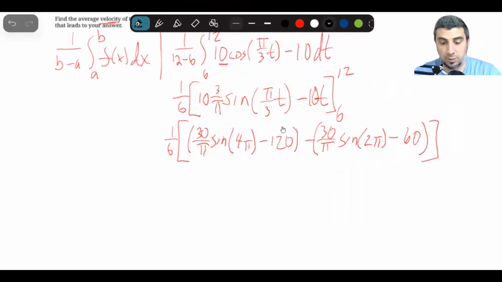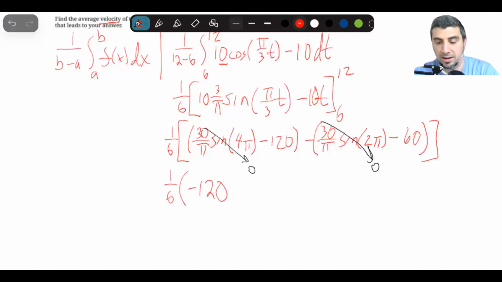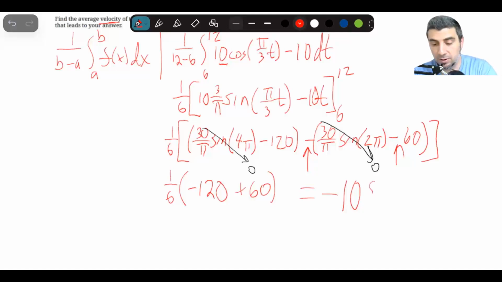Here's the wonderful thing about this problem. Sine of 4 pi is just 0. Sine of 2 pi, also just 0. So this is where knowing your special trig values comes into play because you don't have Desmos on this part of the exam. So we would have 1/6 times just negative 120, then minus negative 60, so plus 60, which is just going to simplify to negative 60 times 1/6 is going to give you negative 10. And the units on our answer are going to be feet per second because we're doing average velocity.